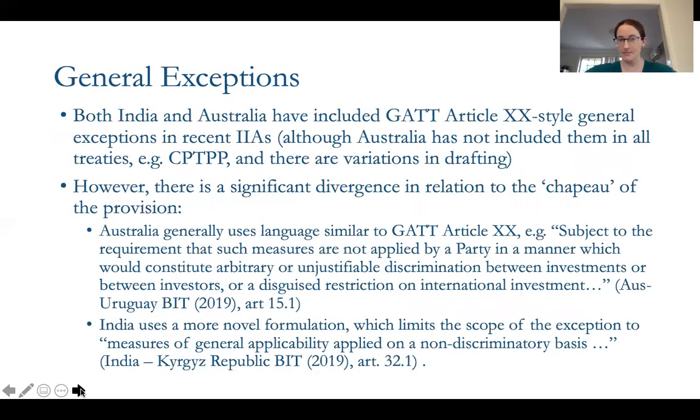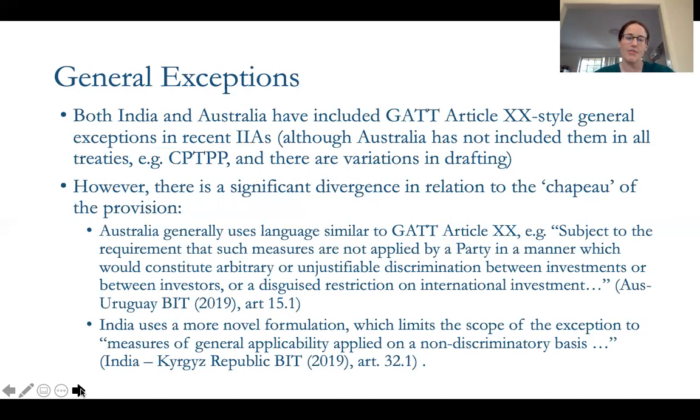If we look then at general exceptions clauses, both India and Australia have included GATT Article 20 style general exceptions in recent investment agreements. They're a core part of India's model BIT and its recent BIT, but Australia hasn't necessarily included them in all of its treaties. For example, there isn't a general exception in the CPTPP investment chapter, and there are notable variations in the drafting of Australia's provisions. Sometimes different paragraphs from GATT Article 20 are or aren't included. Sometimes the exception is included by reference to the WTO provisions, mutatis mutandis. Sometimes they're rewritten. There are variations of that nature.